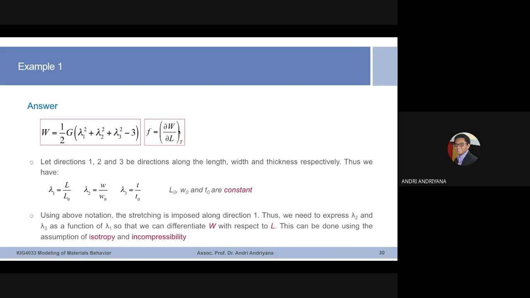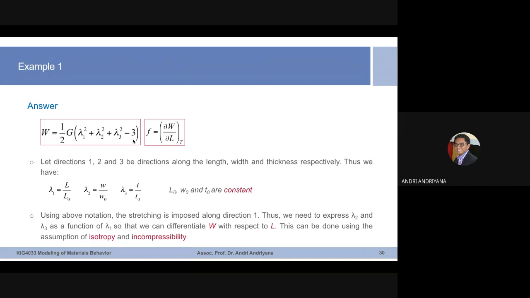First, we don't know yet which one is direction 1, which one is direction 2, which one is direction 3. So let's agree on the directions first. You are free to decide which directions you want to assign number 1, number 2, number 3. Okay? So again, you have 3 directions: along the length, along the width, and along the thickness. So let me just choose that direction 1 is the direction of the length, direction 2 is the direction of the width, and direction 3 is the direction of the material thickness.